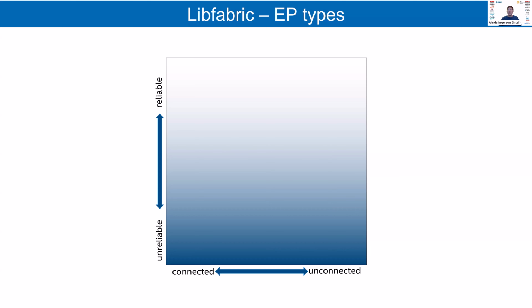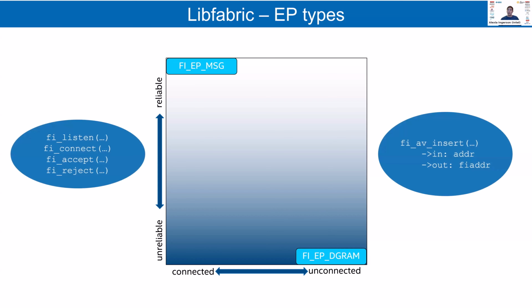So OFI has equivalent types for these typical use cases. We call them EP message, which is your connected and reliable protocol, so TCP-like, and EP datagram, which is unconnected and unreliable, so more like UDP. The connection oriented protocol uses a similar listen, connect, accept API like sockets, while the unconnected protocol uses that address vector to map native addresses to an OFI fi_addr, which is just basically an index to access in an array.